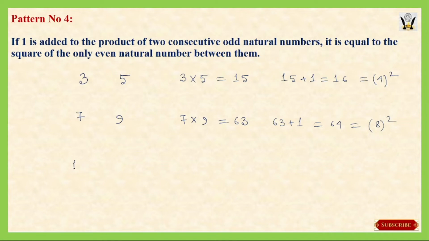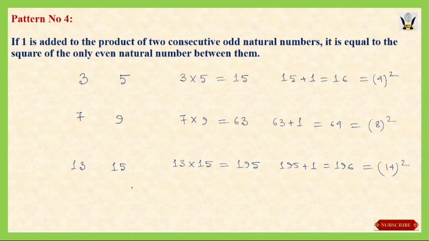Now suppose if we choose 13 and 15. Now what we will do? We will multiply these two consecutive odd natural numbers, and that will give us 150 plus 45, so it will be 195. Then with 195, what we will do? We will add 1. So it will be 196, and 196 is a perfect square, and that is the square of 14. And 14 is what? 14 is the only even number which lies between these two consecutive odd natural numbers 13 and 15. So this is what this pattern is all about.